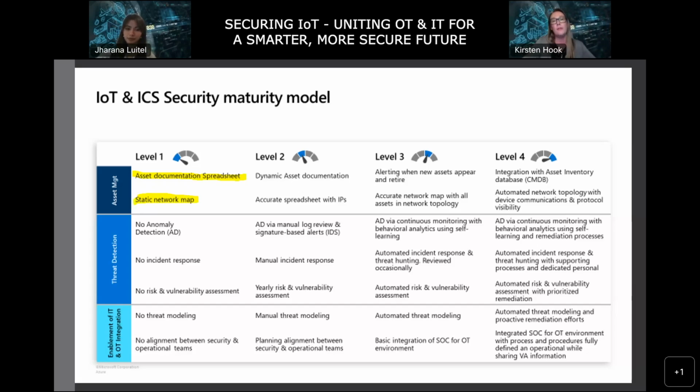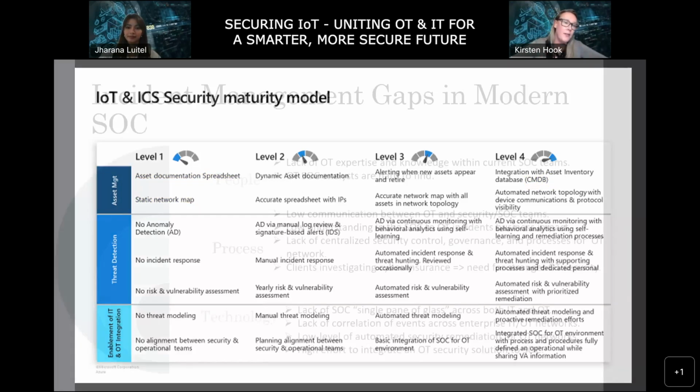But when you look over at level 4, from an asset management perspective, you can see now you've got integration with your asset inventory database. Your CMDB is much more populated than it was before. You have a greater idea of the assets in your environment, the software and firmware that's running on them, and all of the attributes to do with that asset. So you're going from this manual task of maintaining a spreadsheet to wow, we've got a real-time live CMDB showing all of our assets.